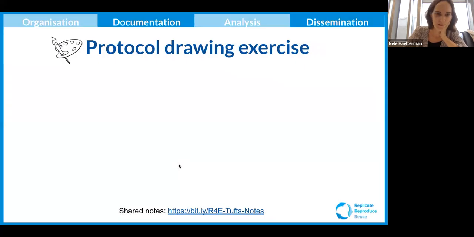Here we just want to take a short break, maybe try to show you the benefits of a very carefully written protocol that contains all of the details that you need to really repeat the experiment. So I would like for you to take a piece of paper and a pen, and we're going to take about 5 minutes or so to try out this drawing exercise.